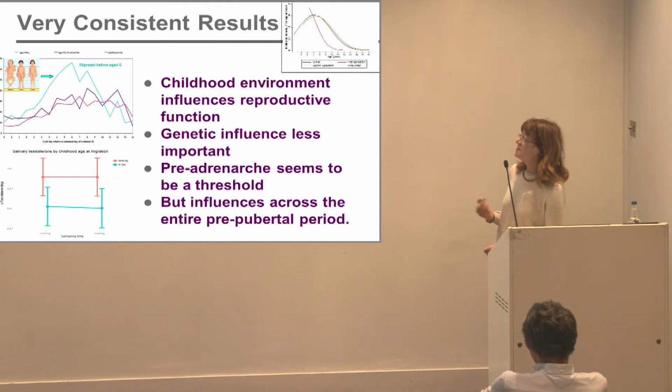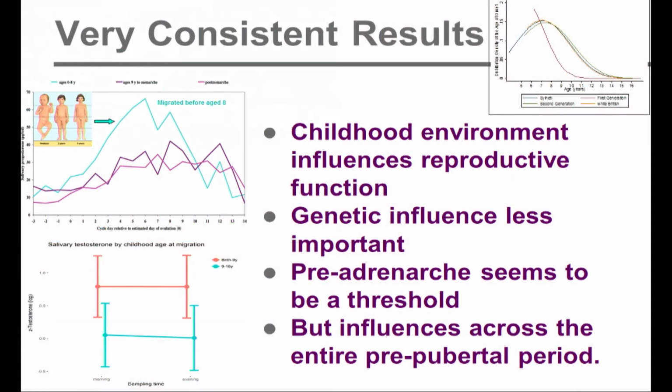So we have very consistent results across all of these studies. I think we can conclude from these consistent results that the childhood environment seems to have some influence on reproductive function. I'm sure genes operate, obviously, on some things like age at menarche, but when you're talking about ethnic groups, comparing Bangladeshis to British people, you can't say from these results that genetic influences would be more important. Pre-adrenarche seems to be a kind of threshold, but we still see influences across the entire prepubertal period.